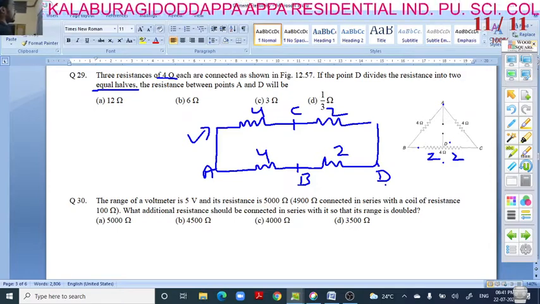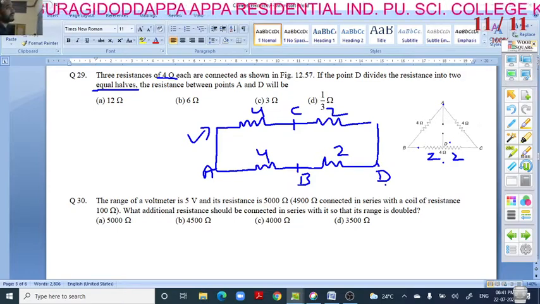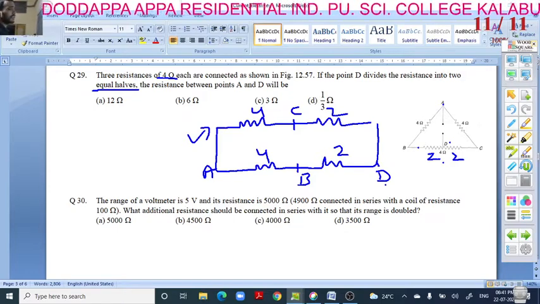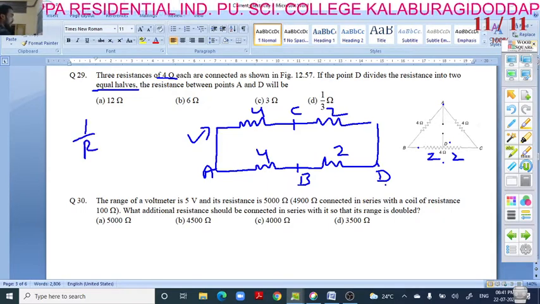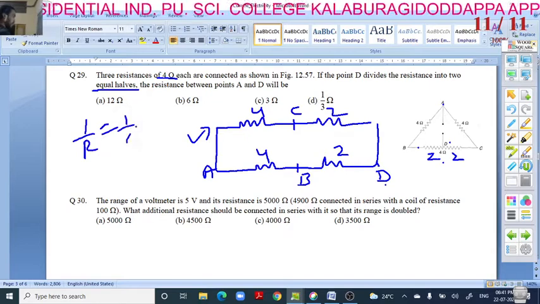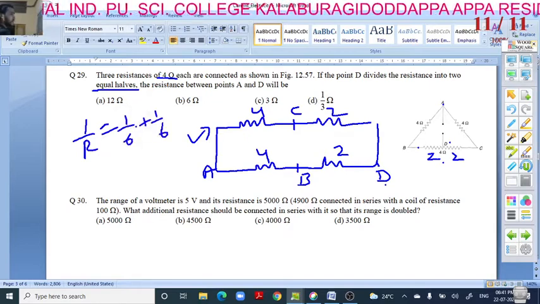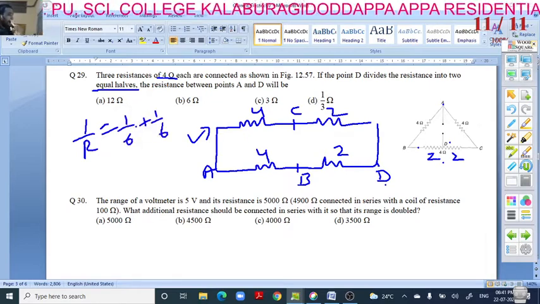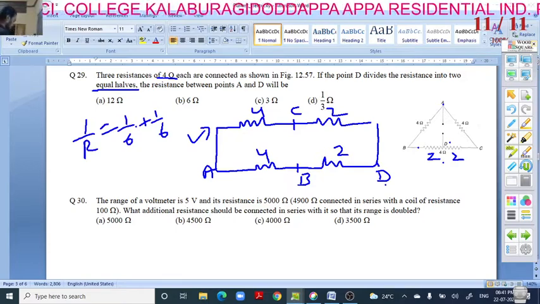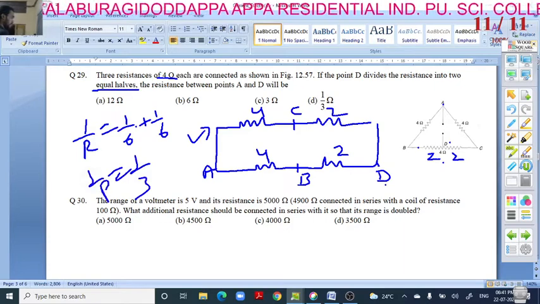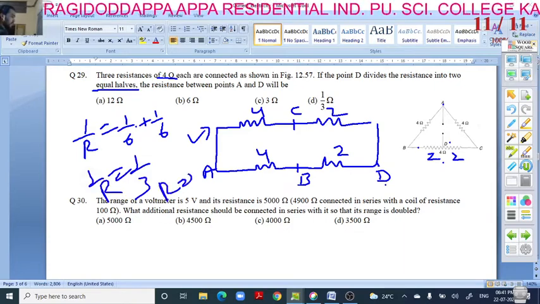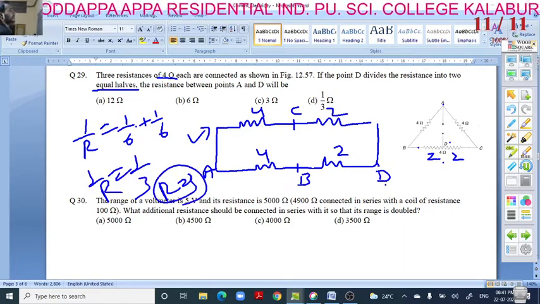So by this simplified figure, what is our aim? Our aim is to find the resistance only, right? So 1 by R is equal to 1 by 6 plus 1 by 6, that is equal to 1 by 3. 1 by R is equal to 1 by 3. So R is equal to 3 ohm we got, right?